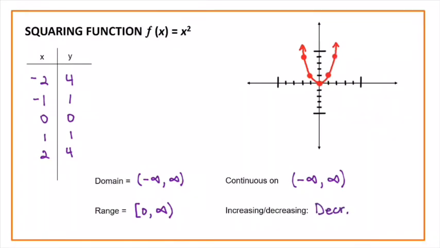So we would say that the graph is decreasing on the interval from negative infinity to 0. And remember, we always talk about increasing and decreasing in terms of open intervals. So parentheses only, no brackets. So that's where it's decreasing. And then it's increasing on the interval from 0 to positive infinity.